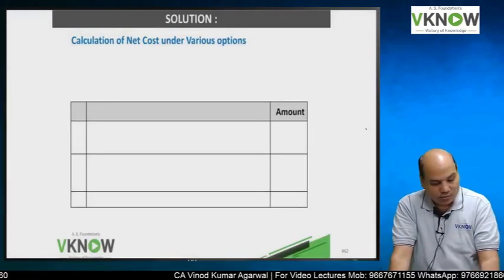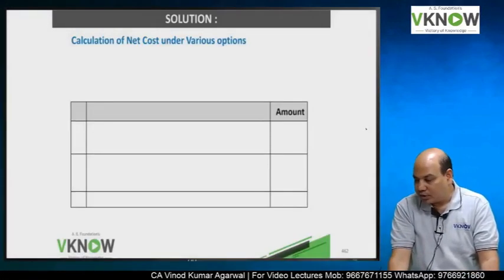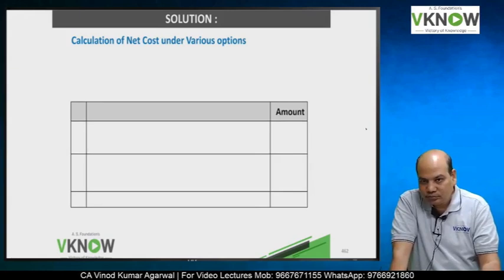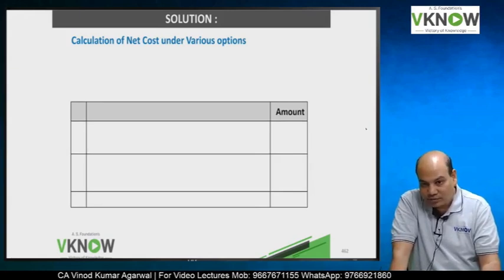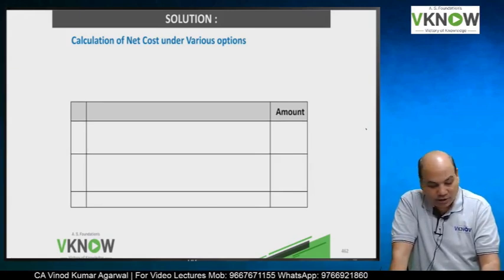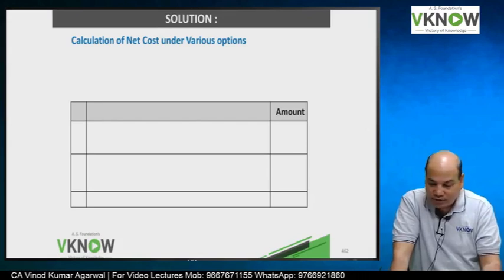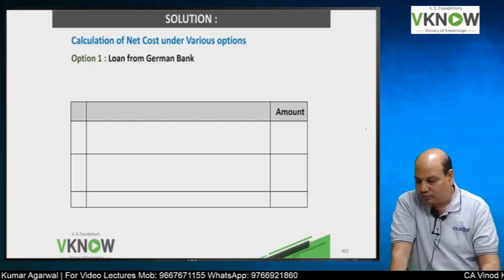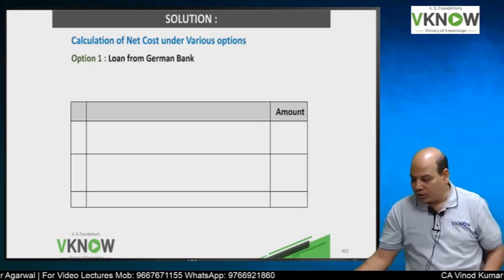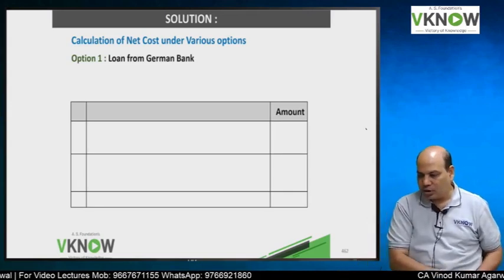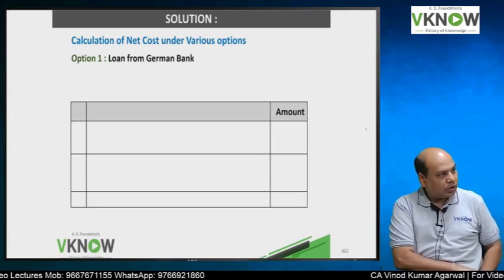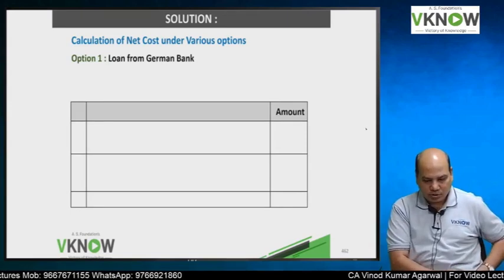So write down the answer of question number 7. This also, write, important new question, not usually taught in the regular class, but it has been asked. So if they have asked in an earlier exam, they can ask in the next exam also. Calculation of net cost under various options. Please write down: calculation of net cost under various options.